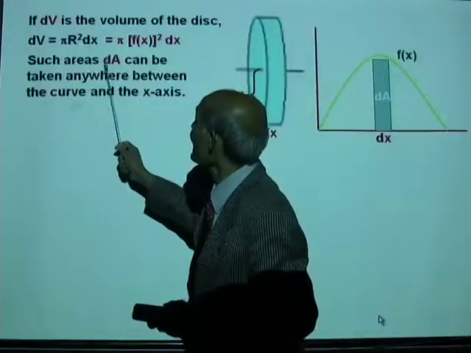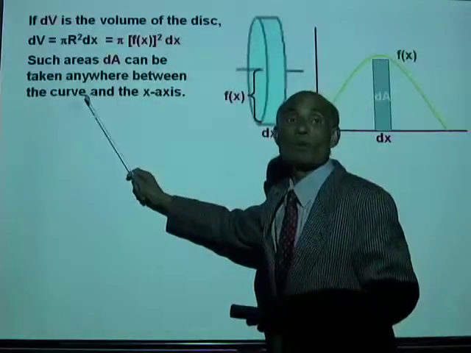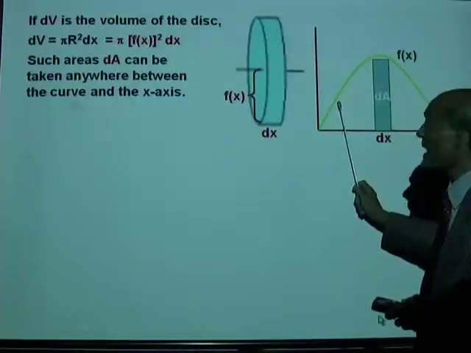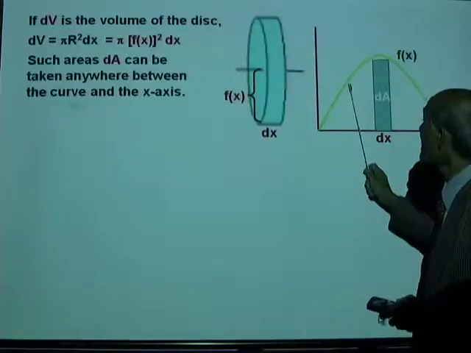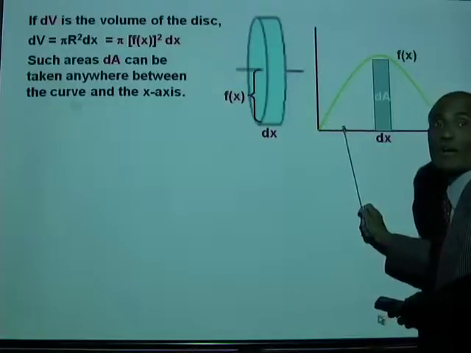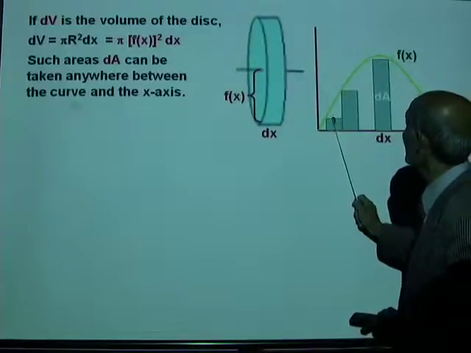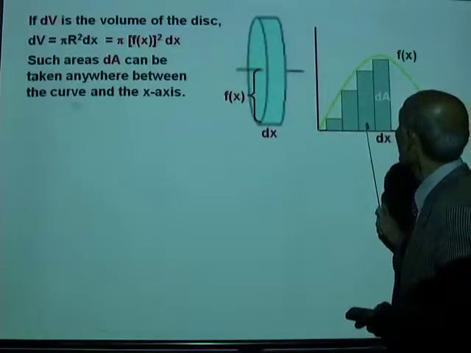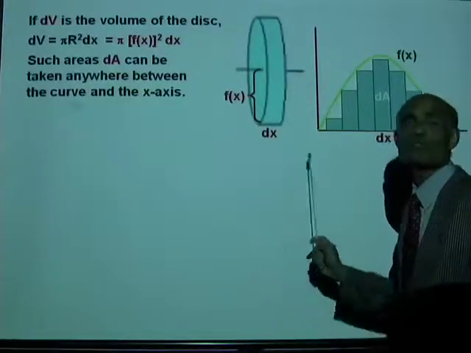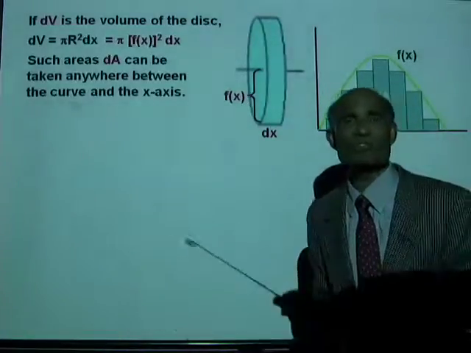Now, such areas dA can be taken anywhere on the curve along the x-axis. Now, I took that dA here. I can take the dA over here. I can take it over here. I can take it anywhere I want, anywhere along the x-axis. That's right. So I can have a dA here, another dA here, another dA here, another one here. But then you will say, aren't we wasting a lot of space? So we are not going to get an accurate result.